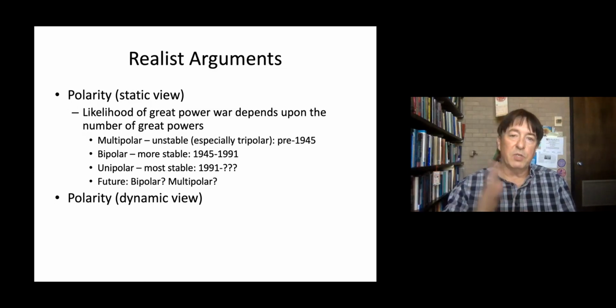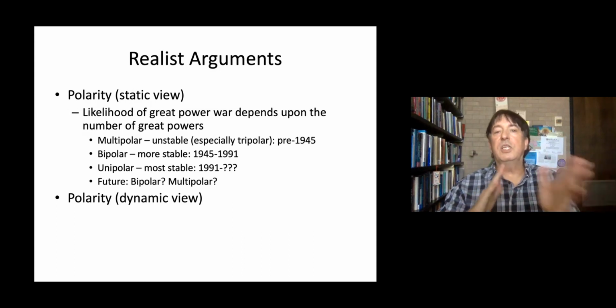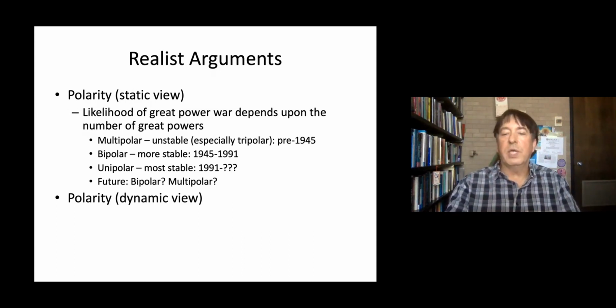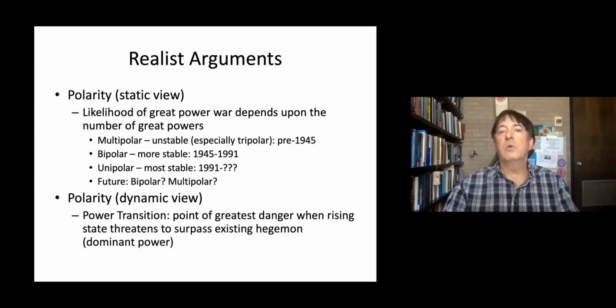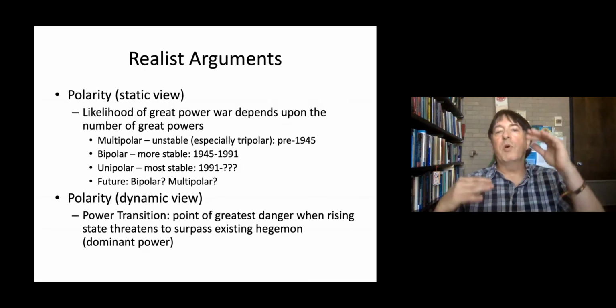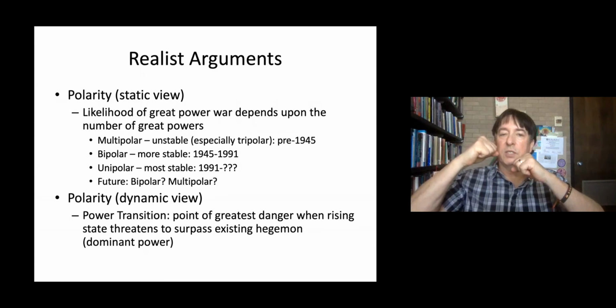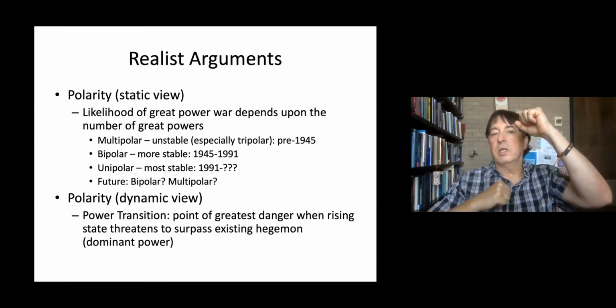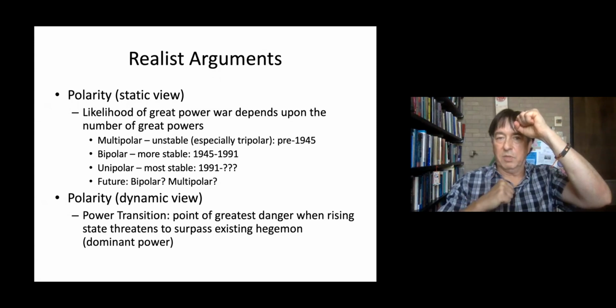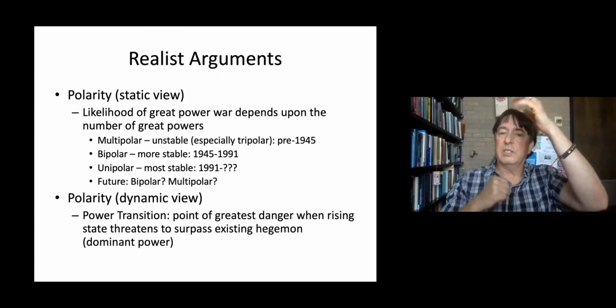But what if we put that in motion, like a motion picture, and we looked at changes and trend lines? Well, here we get a different kind of argument. So another realist theory is that the likelihood of war rises at that moment where the established dominant power is being surpassed by a rising challenger. So, ironically, it's when the gap between the top country and the next most powerful country is greatest, when power is most unequal, that the likelihood of great power war is at its lowest.